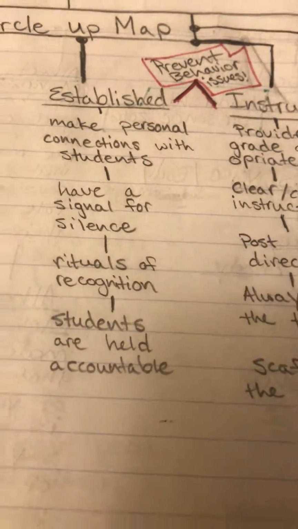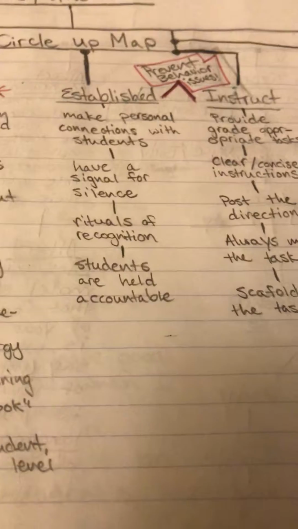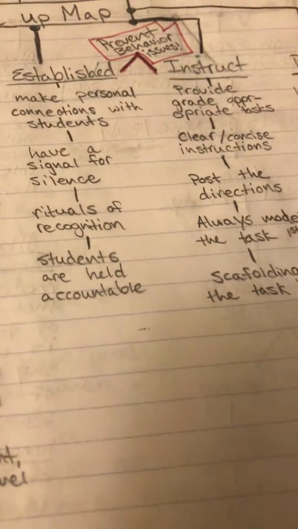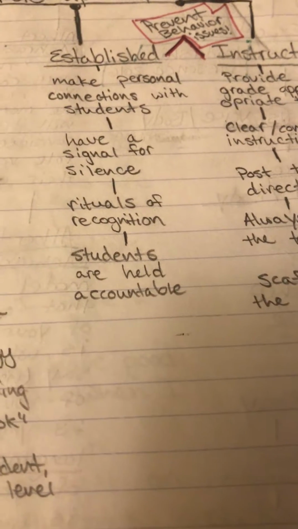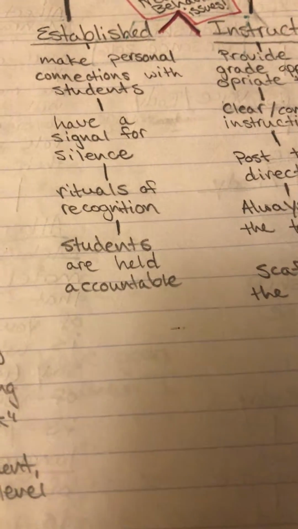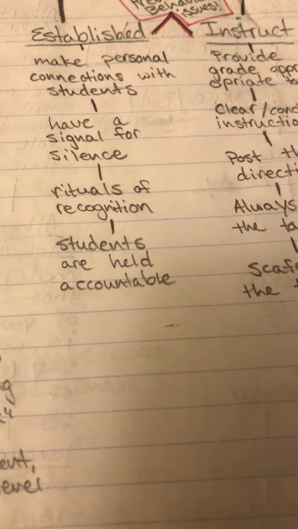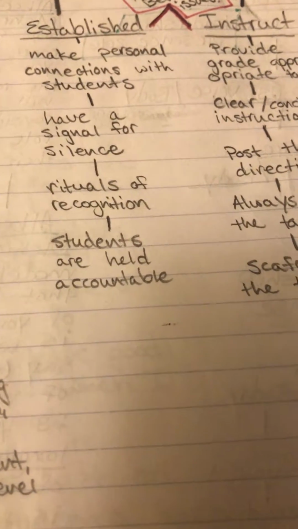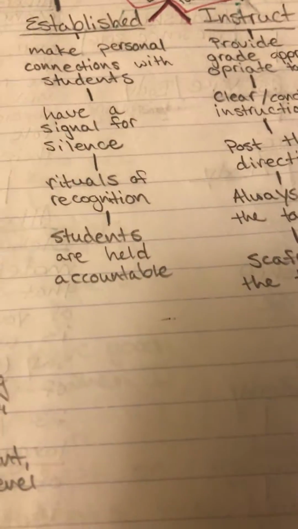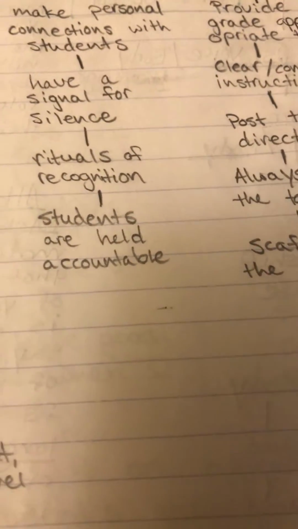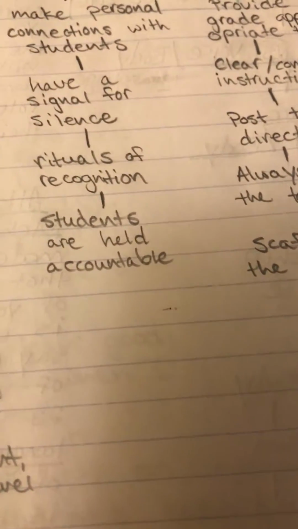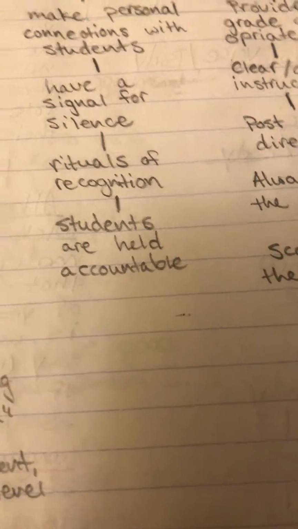Having a signal for silence. This is something that can easily be established so that everyone's on the same page. When you see this signal, you know what it means, and that's really powerful, because they can basically self-regulate once they see that signal. They don't need to be yelled at or told. They can fix it themselves with just a little reminder of, oh, I need to be doing this. So, having the signal for silence.